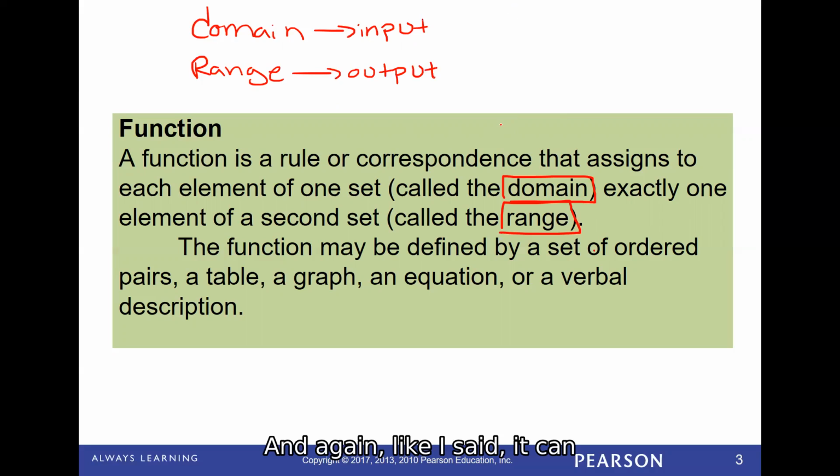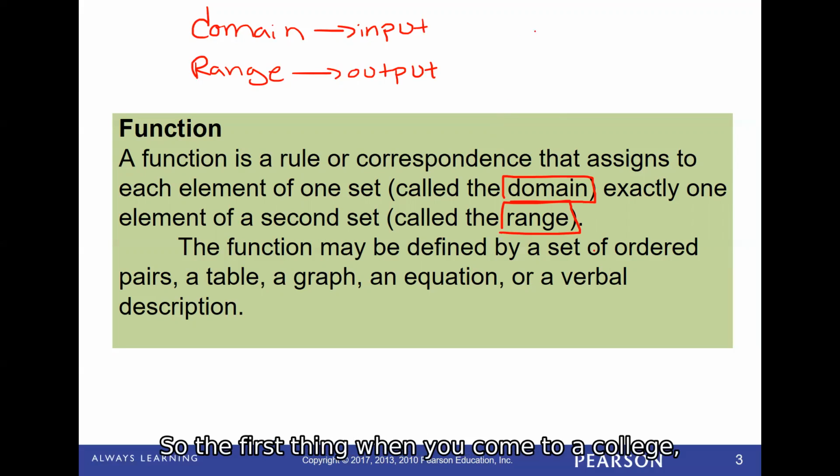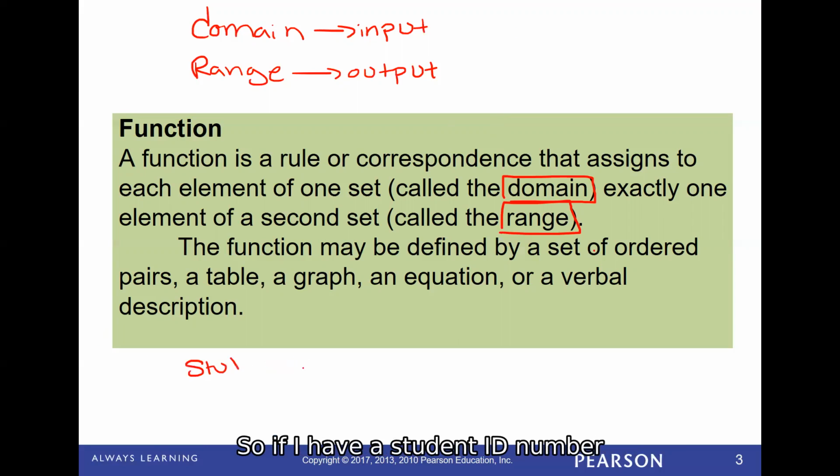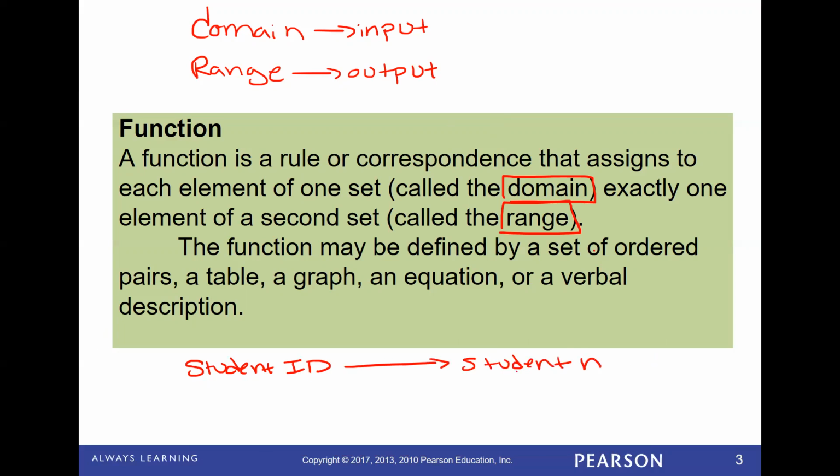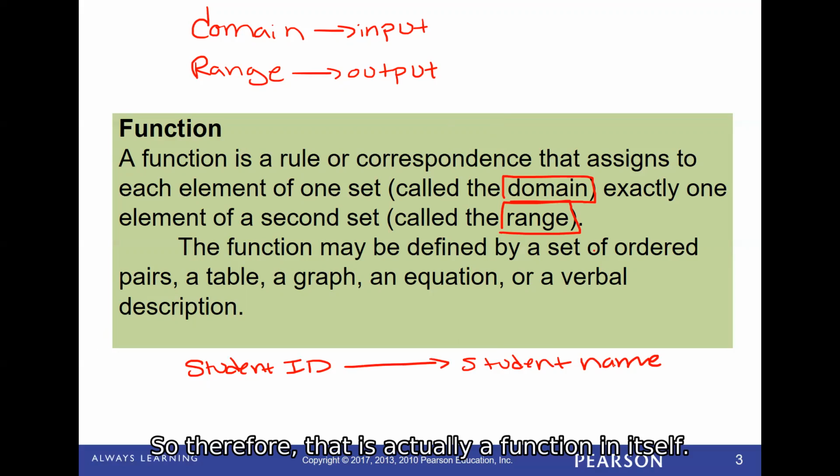Again, like I said, it can be a set of ordered pairs, a table, a graph, an equation, or even just a verbal description. So when you come to a college, you're assigned a student ID number. If I have a student ID number and it gets mapped to a student's name, we know that each student ID number only goes to one student, right? So therefore, that is actually a function in itself.